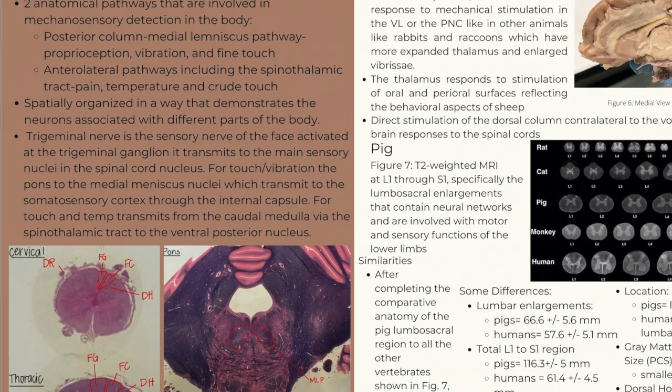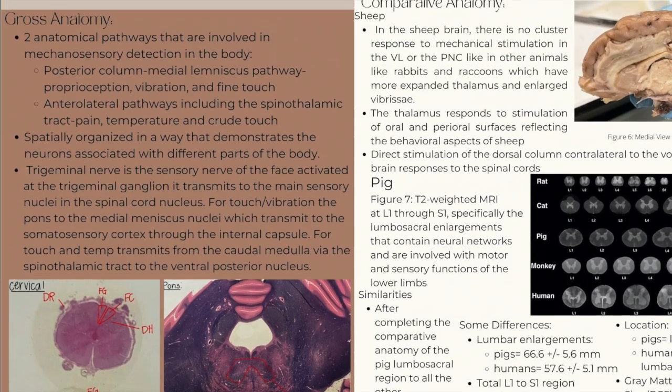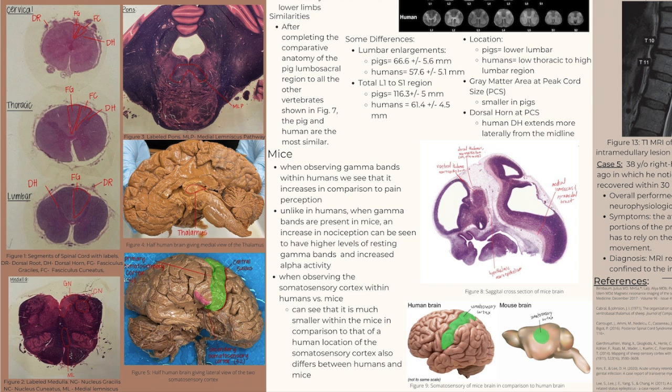crude touch. Beginning at the peripheral neurons, entering the spinal cord at the dorsal root, entering the posterior horn by the Lissauer's tract. Second order fibers then cross at the anterior commissure to the contralateral side of the spinal cord, forming the spinothalamic pathway, continuing past the caudal medulla.